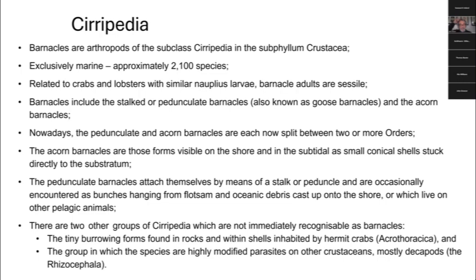There are other groups of Cirripedia as well, which aren't immediately recognizable as barnacles. There are tiny burrowing forms that burrow into rocks and also into shells inhabited by various species, including hermit crabs. And there's also a group in which the species are highly modified parasites on other crustaceans, mostly decapods. You might have seen some of these, like Sacculina, for example. I'm not going to be talking about those so much. I'm just going to be sticking to the acorn barnacles and to the stalked barnacles.